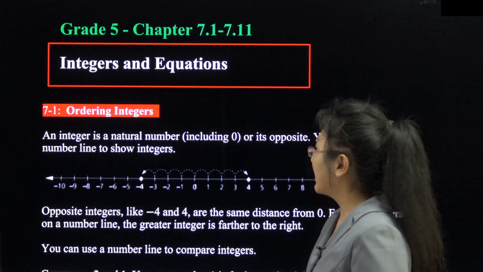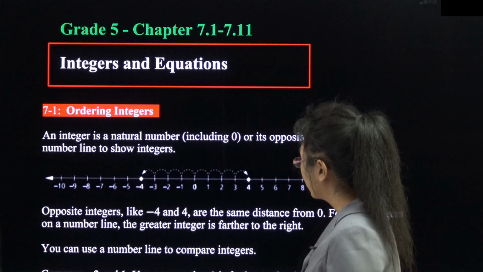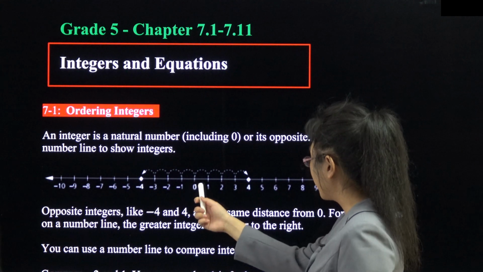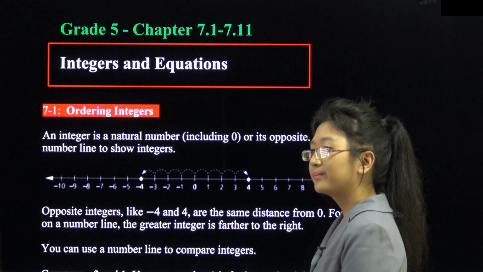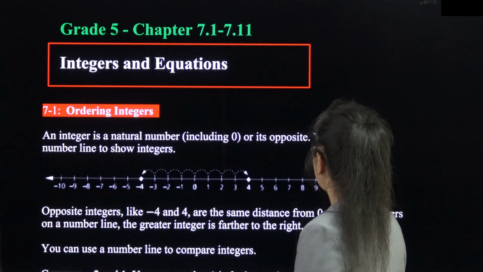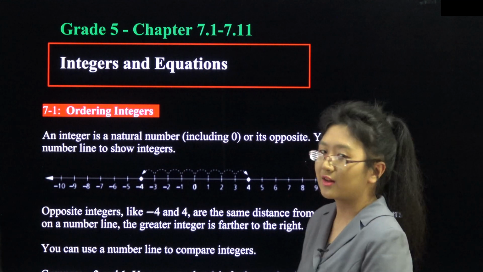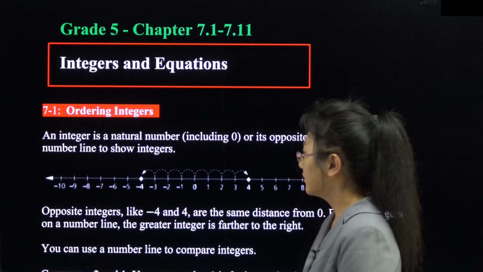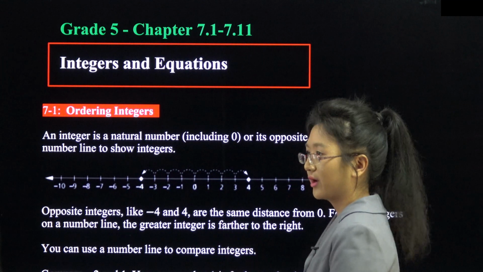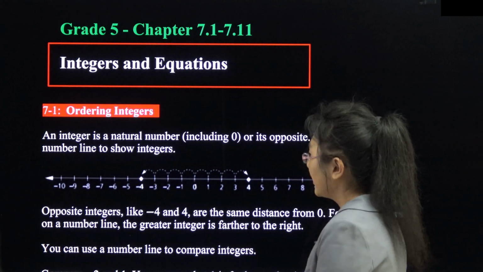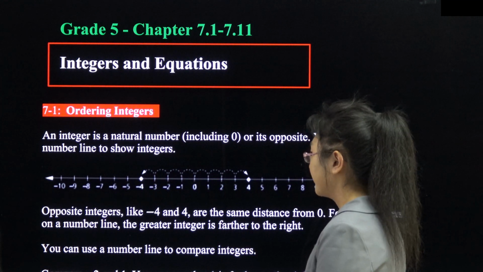An integer is a natural number, including 0. So what's a natural number? A natural number is everything that's bigger than 0. Or its opposite. Well, actually, no. Everything that's bigger than 0 and is a whole number. You can use a number line to show integers.